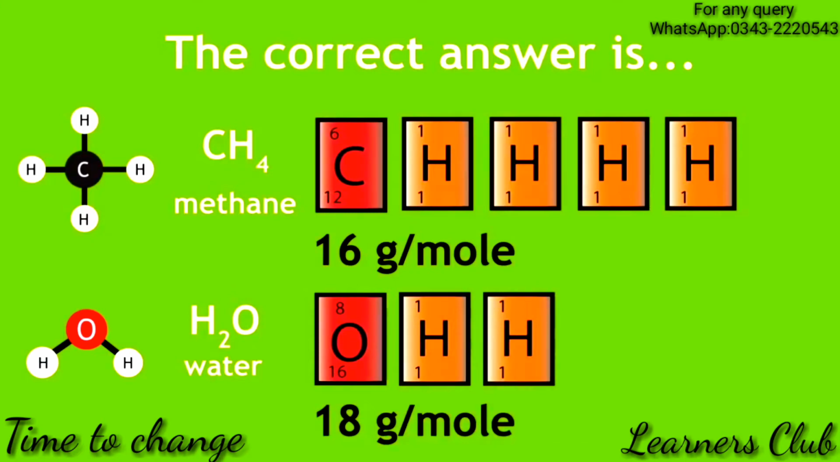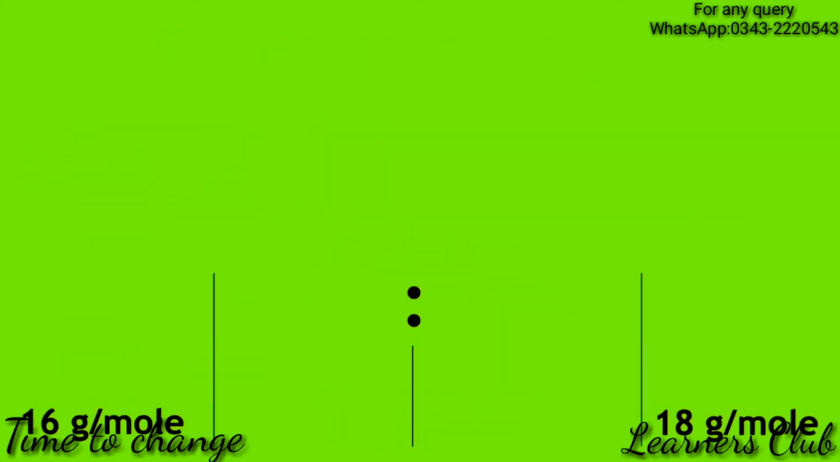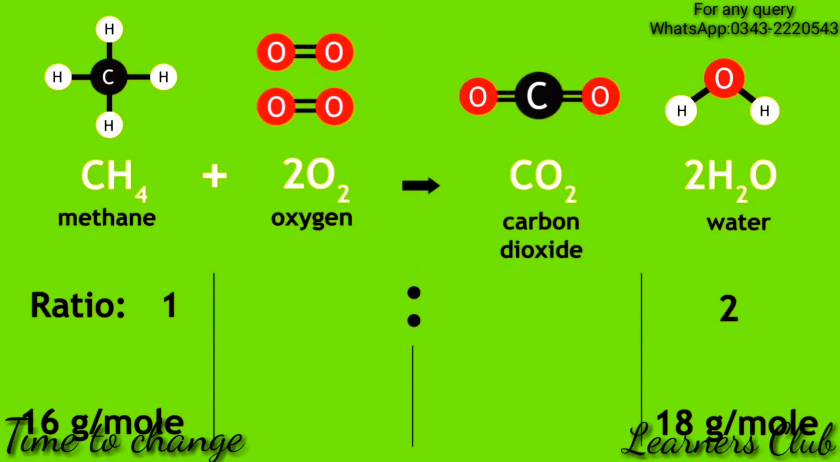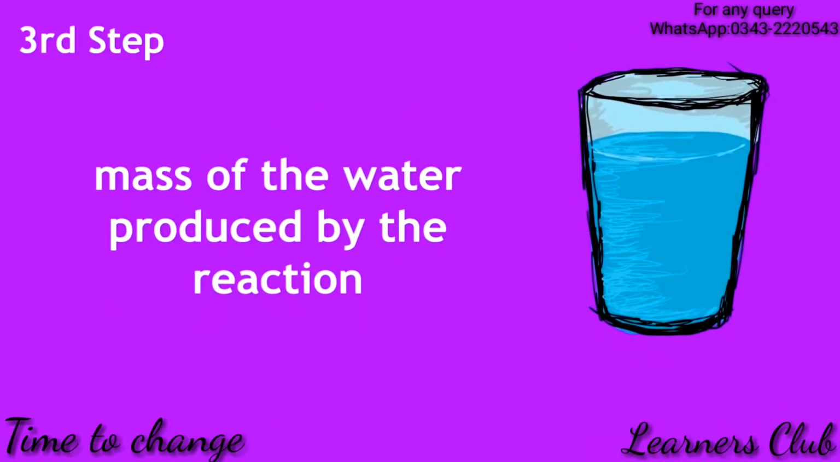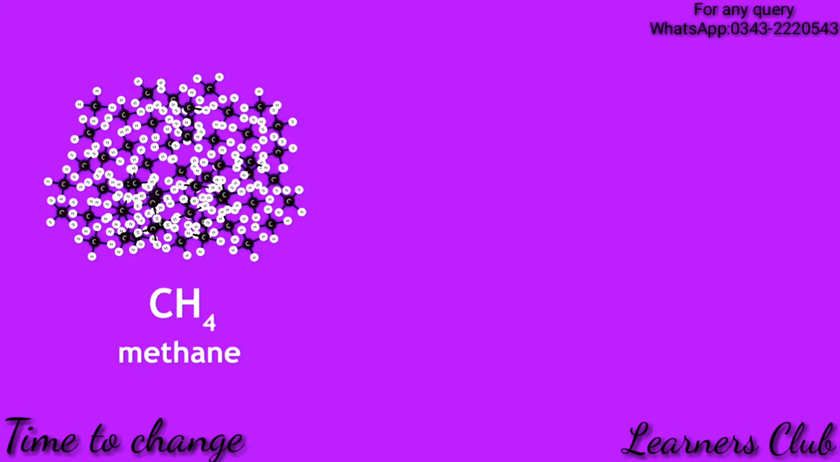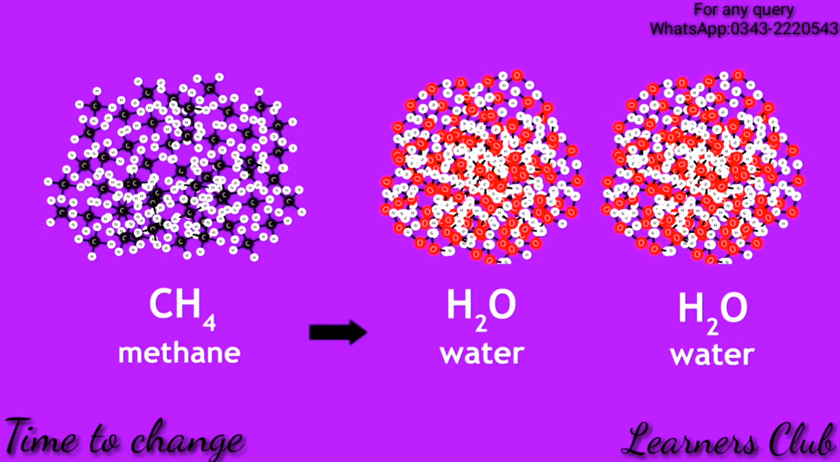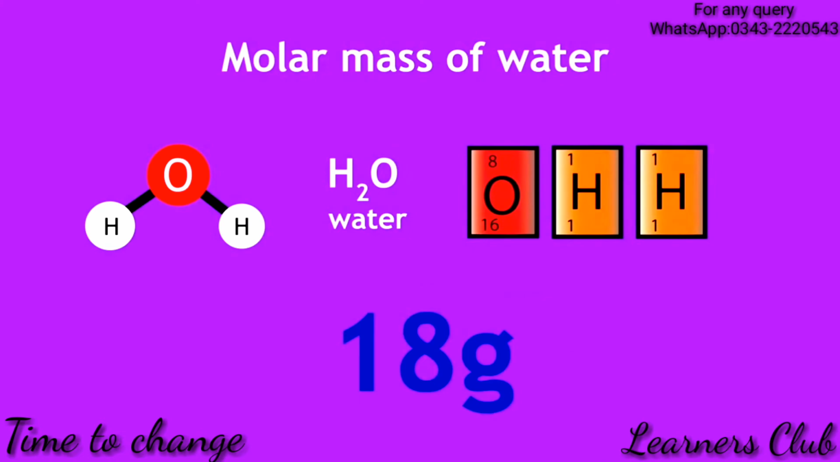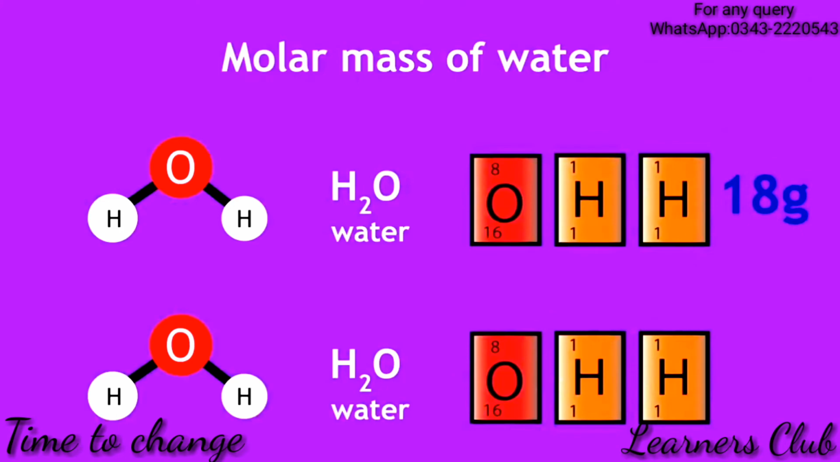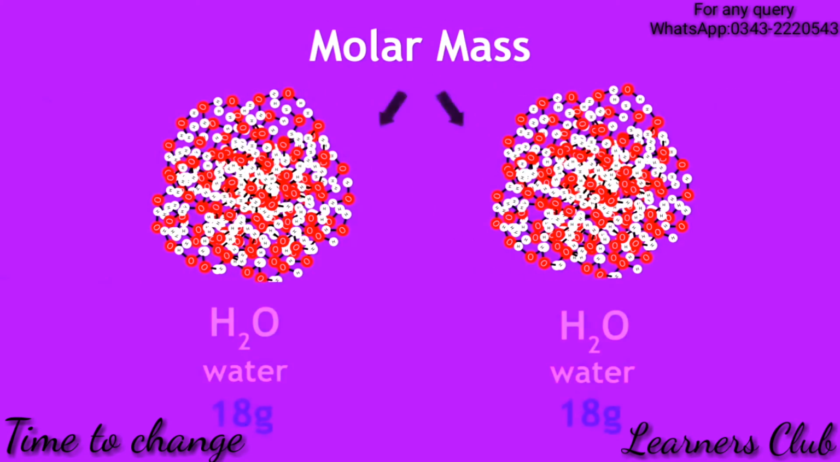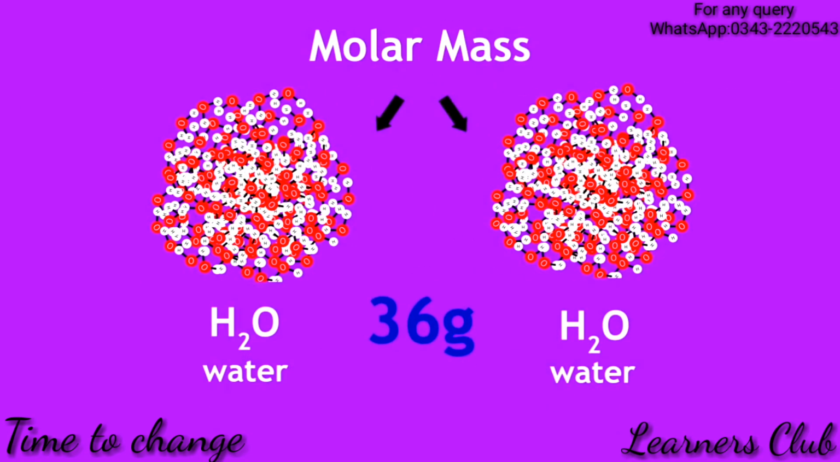It's useful when doing this type of problem for you to record the molar masses and their ratio underneath the equation as you go through the steps. The third step is for you to calculate the mass of the water produced by the reaction. 1 mole of methane produces 2 moles of water. If you know the molar mass of water is 18 grams, what do you think is the molar mass for 2 moles of water? Pause, think about this, and continue when ready. The correct answer is that the molar mass for 2 moles of water is 36 grams.